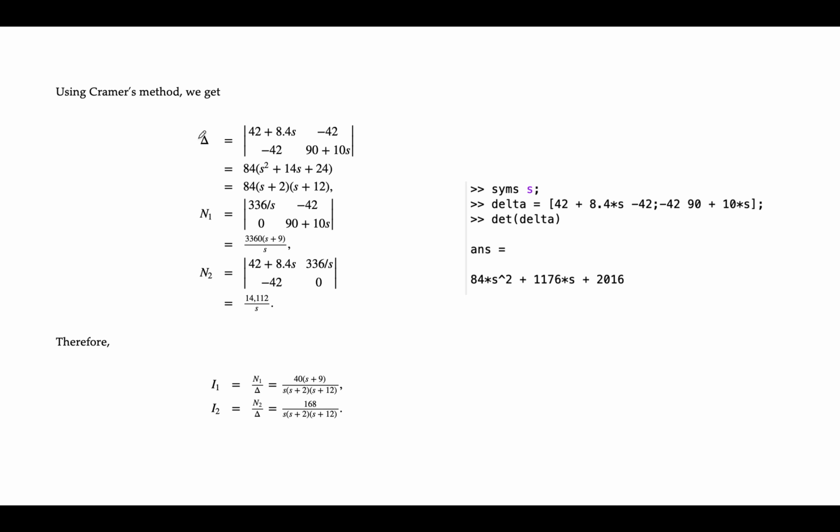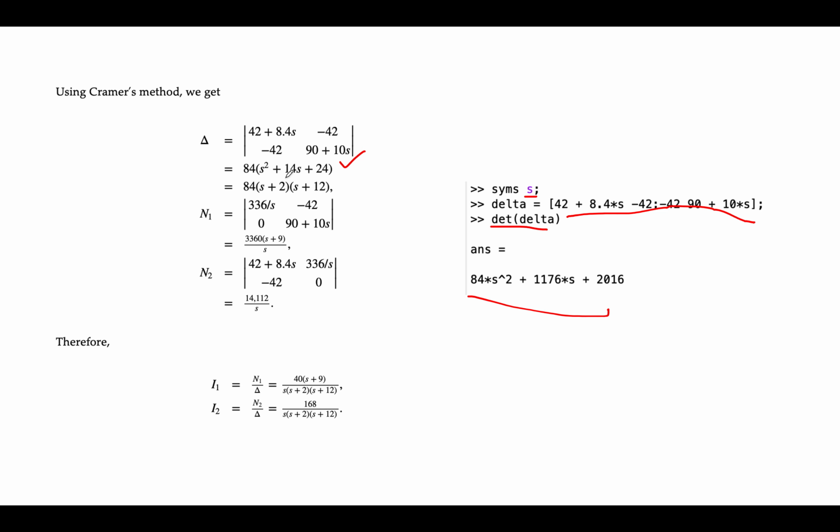If you don't remember Cramer's rule, I do have a set of notes that I posted for my Circuits 1 class. If you would like to be linked to that, please request that and I can link you to it. I did do a little thing in MATLAB to see if it would do the algebra for me, and it actually does the algebra beautifully. So I defined s as a symbol, and then I created the delta matrix right here, and then I asked it to take the determinant of delta, and it gave me this answer.